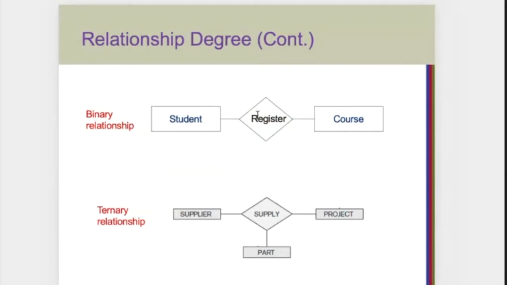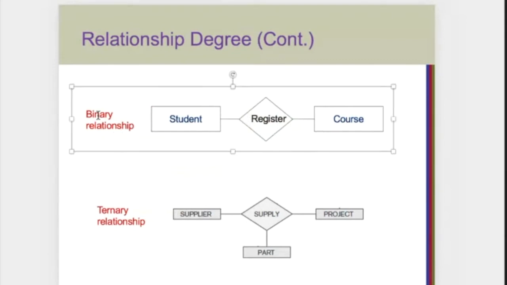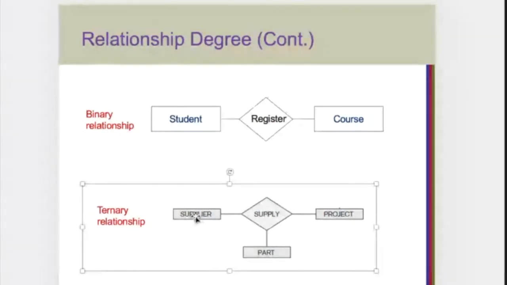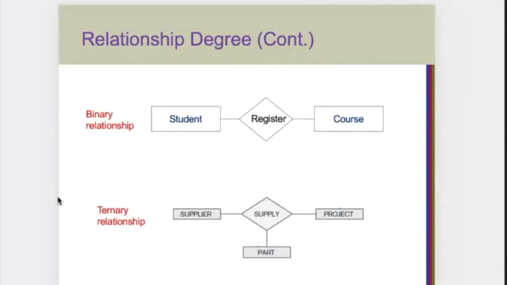You can see here, for this relationship, the degree is 2, or binary. And here, a supplier supplies some parts for a project. A supplier supplies part X or part Y for a project. So three entities, supplier, project, and part, are related to each other, and this is the diamond linking them together. So this is a ternary relationship. Ternary means three.